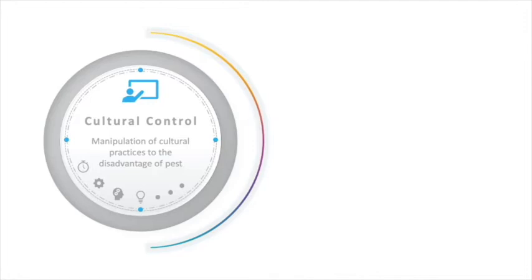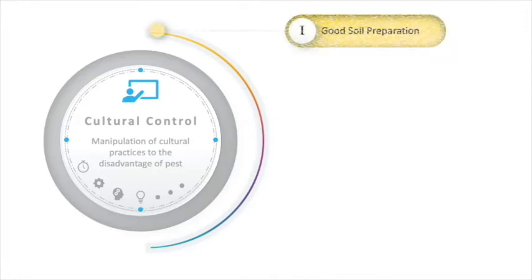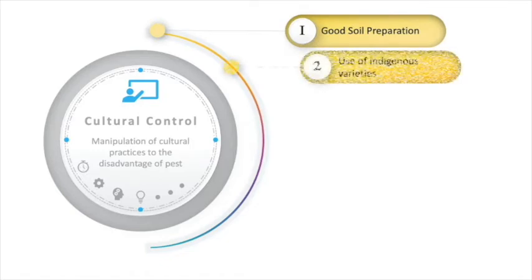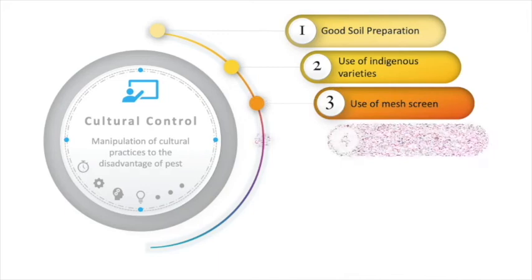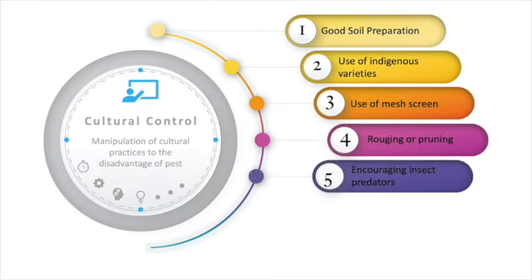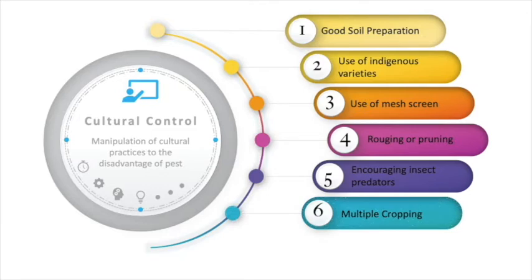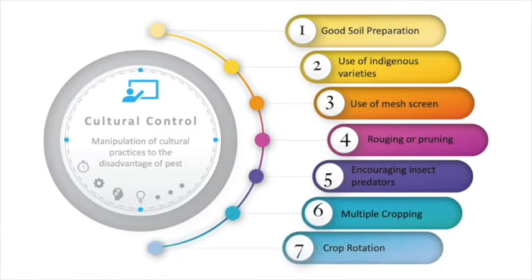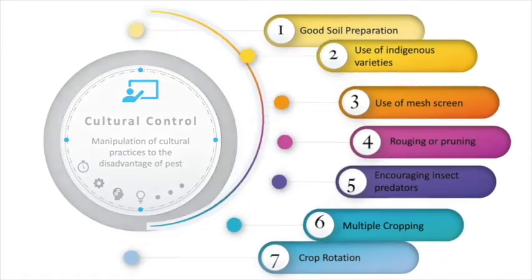These practices, which are implemented in cultural control, are good soil preparation, use of indigenous varieties, use of mesh screen, roguing or pruning, encouraging insect predators, multiple cropping, and crop rotation. And we will cover each one of these topics one by one.